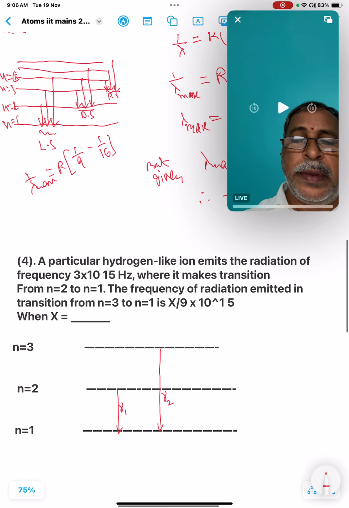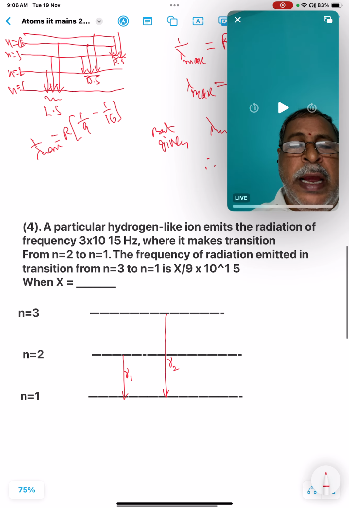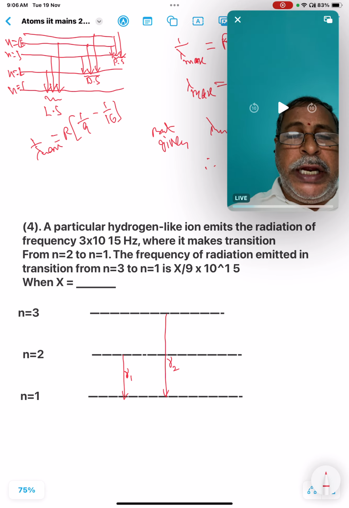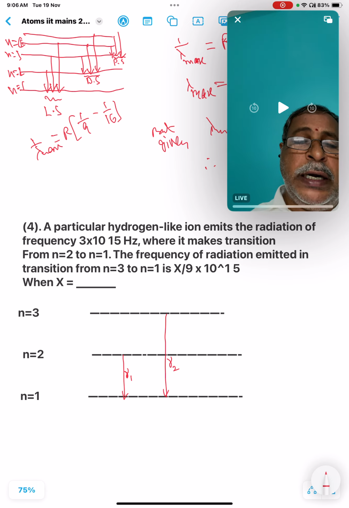A particular hydrogen-like ion emits radiation of frequency 3 into 10 to the power of 15 hertz, where it makes a transition from n equal to 2 to n equal to 1. The print is not there, not printed, so let us write here 10 to the power of 15. I am representing this in the diagram here. In the examination also, they represented the same diagram.